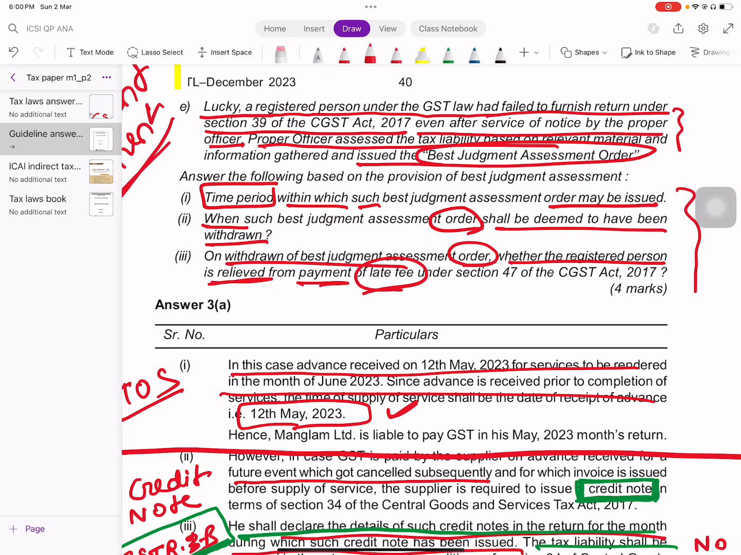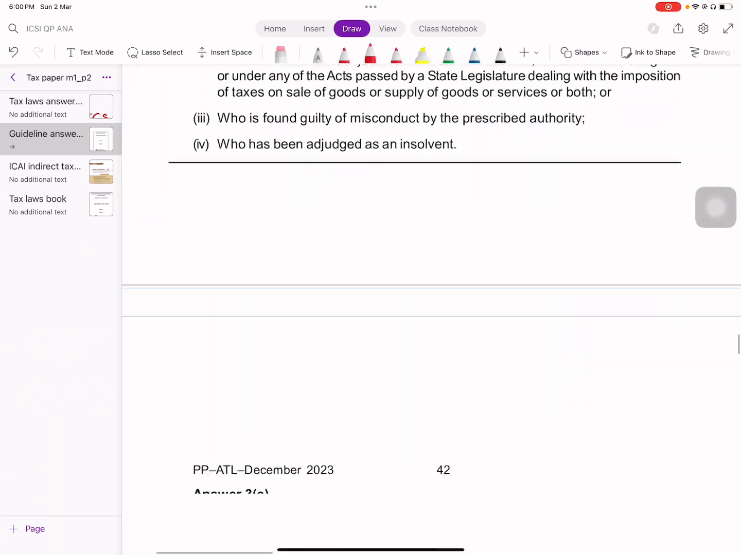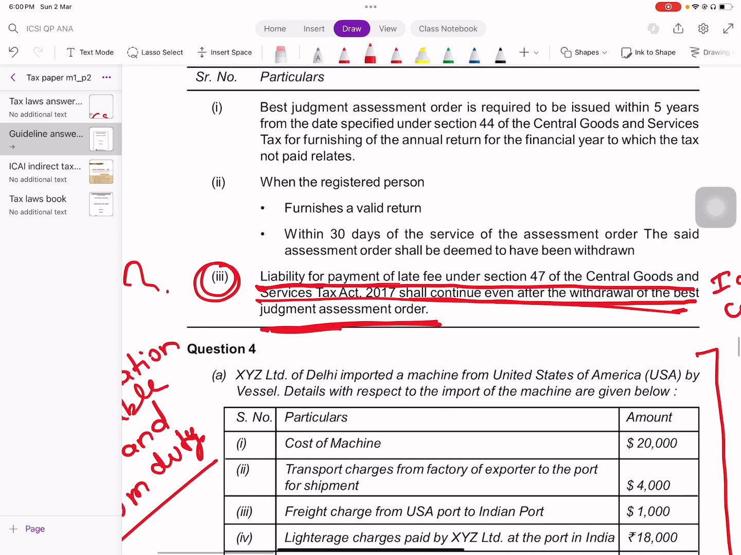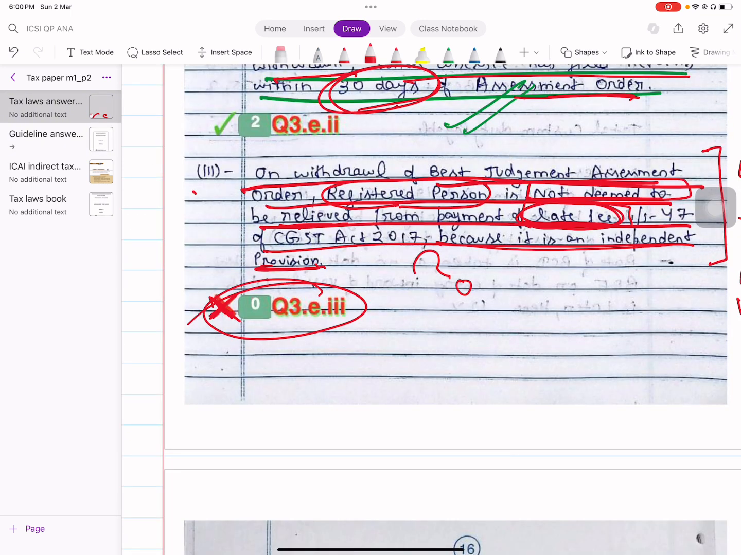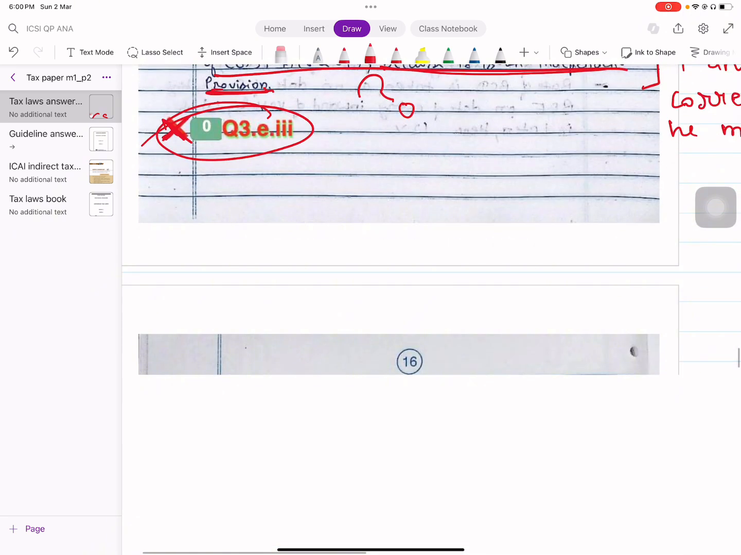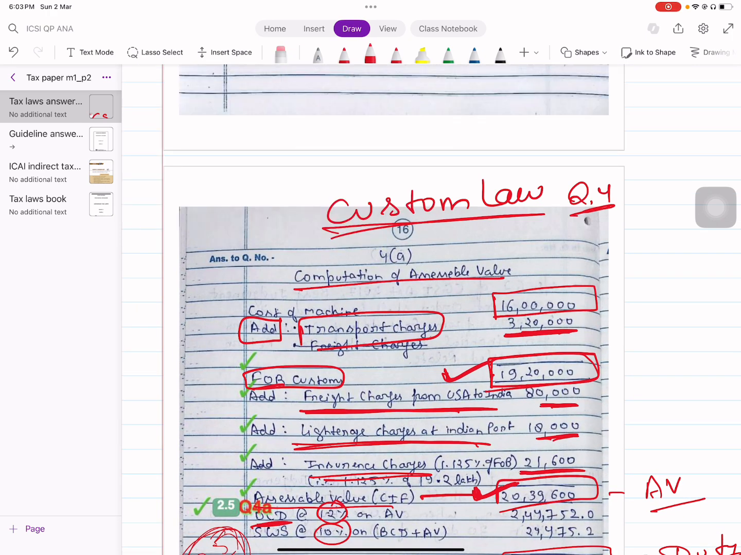If I show you the guideline answer, 3E third: liability for payment of late fee shall continue even after withdrawal of the best judgment assessment order. So I don't know why the examiner has marked it as wrong, even though my answer was correct. Now I have got 3 marks out of 4 marks in this question. Now let's move on to question number 4.